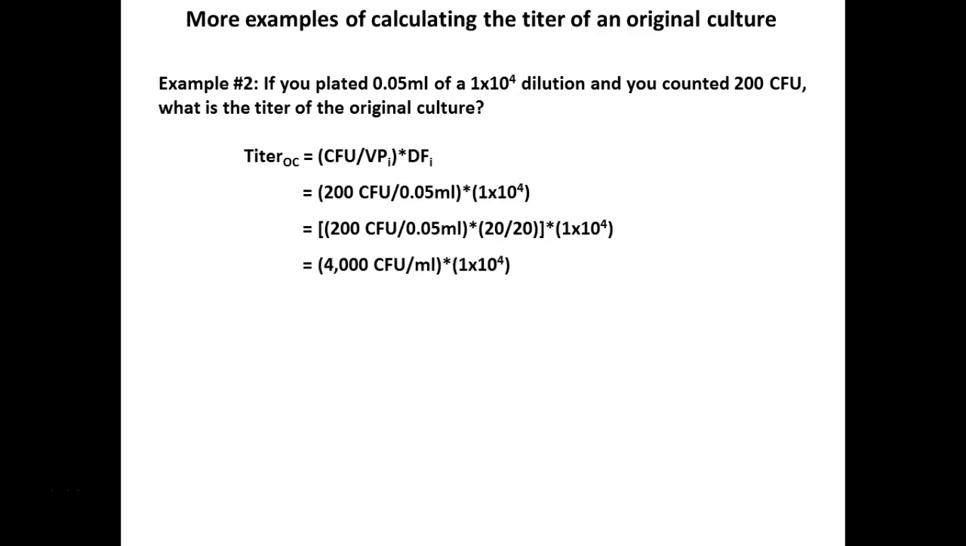We would write our CFUs, which is 200. We would divide by the volume, which is what? 0.05, and then we would multiply by the dilution factor, which is 1 times 10 to the 4th. Right? You would set it up like that. That's probably your most important step, and then actually calculating the math.